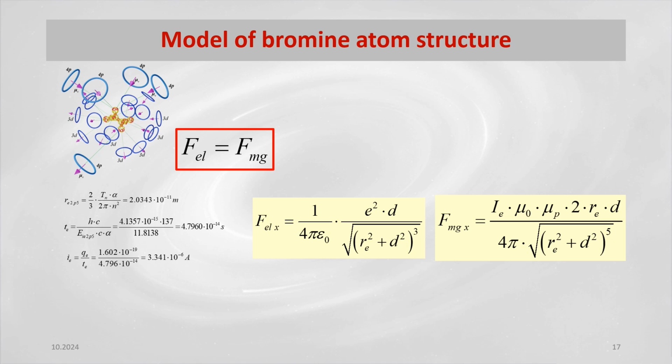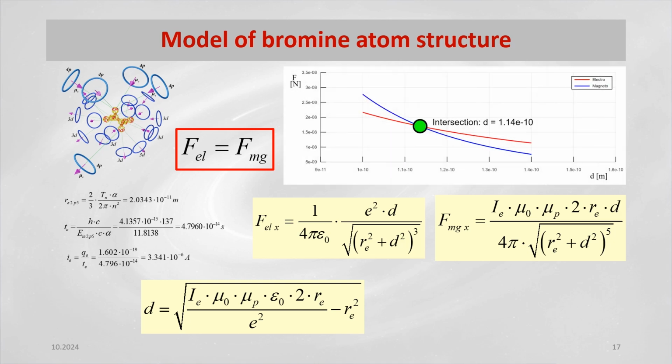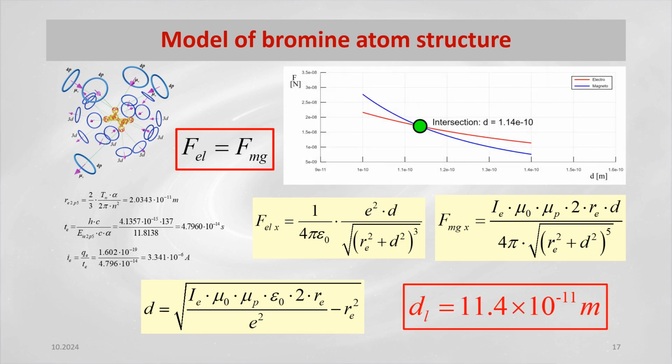From these relations we can express the levitation distance. After substituting the known constants and calculated values, we get the equilibrium position of the forces, and thus the levitation distance of the electron 4p from the proton of the bromine atom, i.e. its atomic radius. The value of the atomic radius of bromine reported in the literature ranges from 94 to 120 picometers.